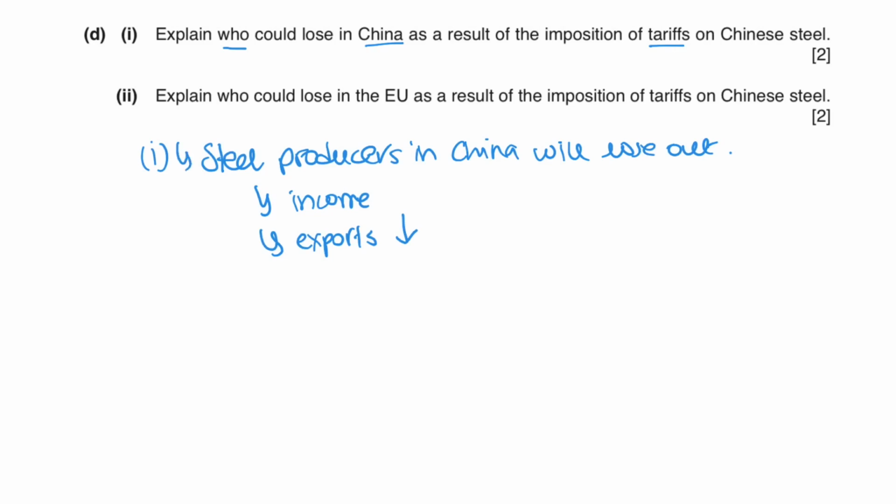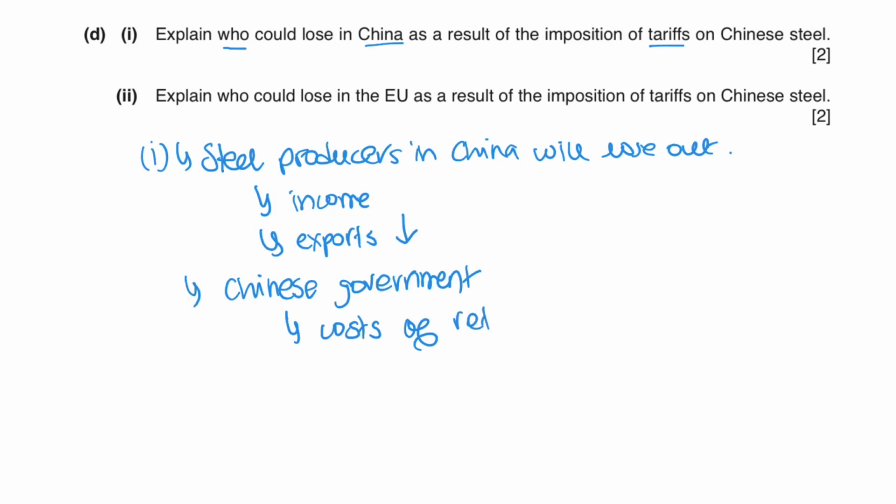The second set of people who may lose out is the Chinese government. So the Chinese government may also suffer negative consequences because of this tariff. The reason is that there are significant costs associated with having to retrain labor that were previously employed in steel and having them trained in an alternate industry. So cost of retraining, yes.